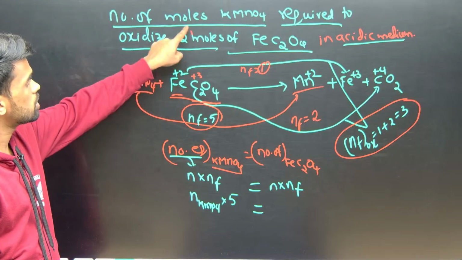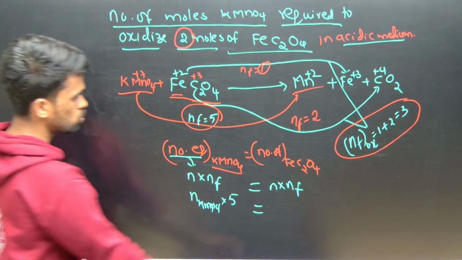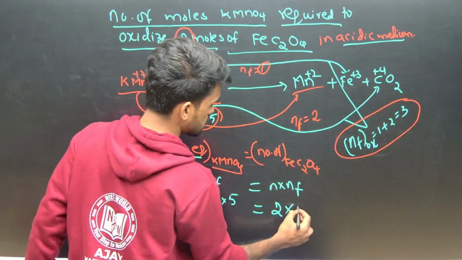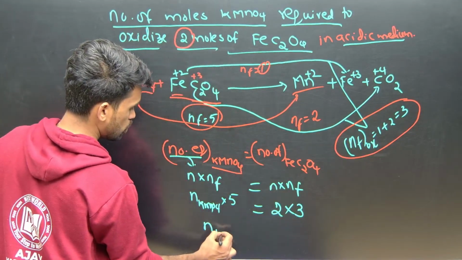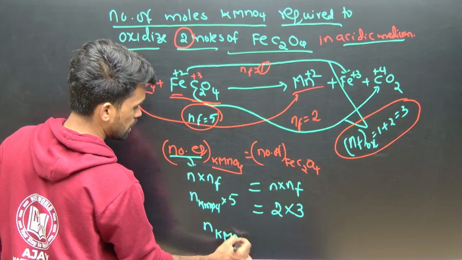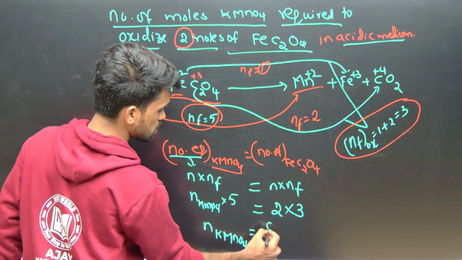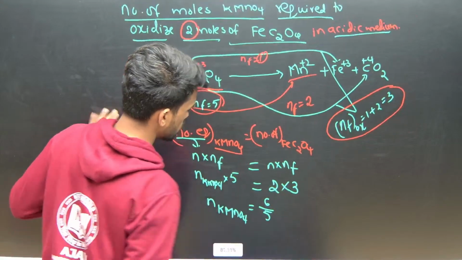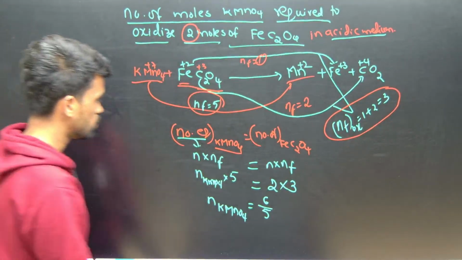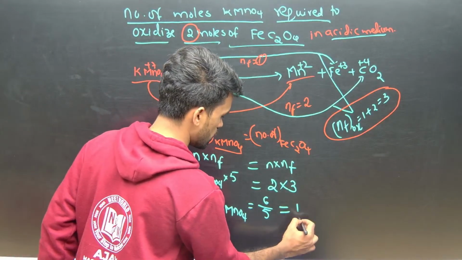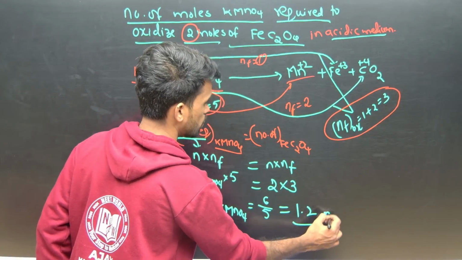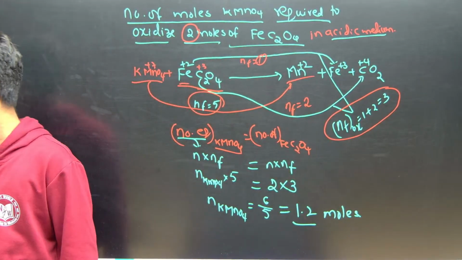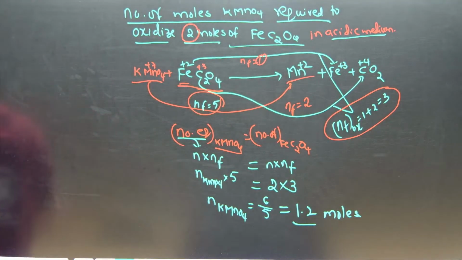How many moles are involved here? 2 moles. N factor is 3. That's it. So the number of moles of KMnO4 that will get involved in the reaction is 6/5. So this will be your answer for the question: 1.2. 1.2 moles of KMnO4 get involved in the reaction. Is this clear? Yes.